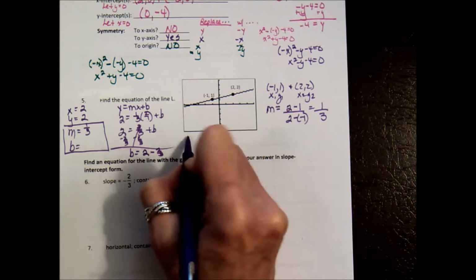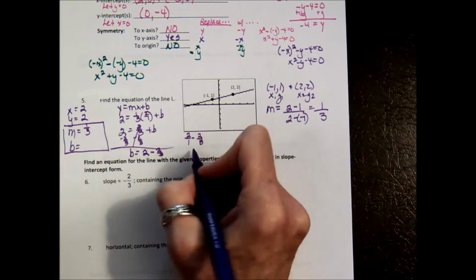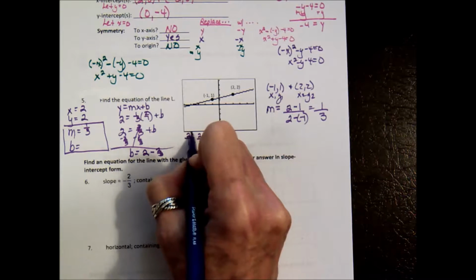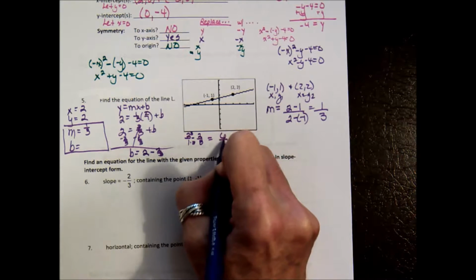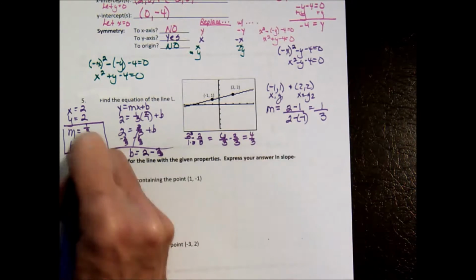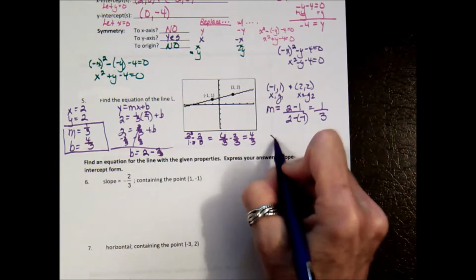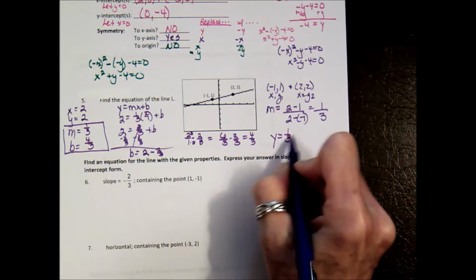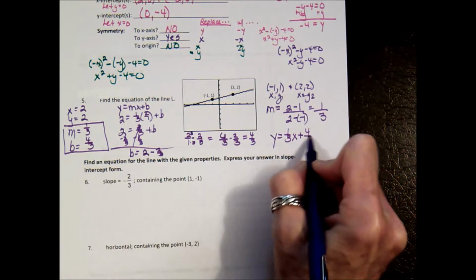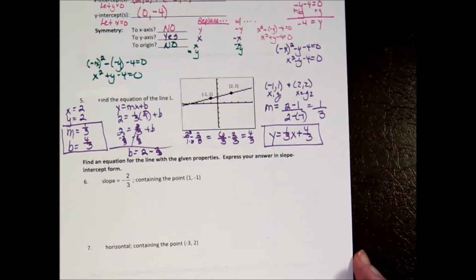So let's think about that. 2 over 1 minus 2/3. I need a common denominator, which is 3. That gives me 6/3 minus 2/3, which is 4/3. So now I have the b. I can put it all together. Y equals mx plus b. So always having to find the m and the b.